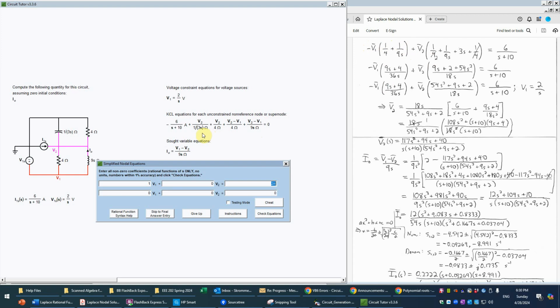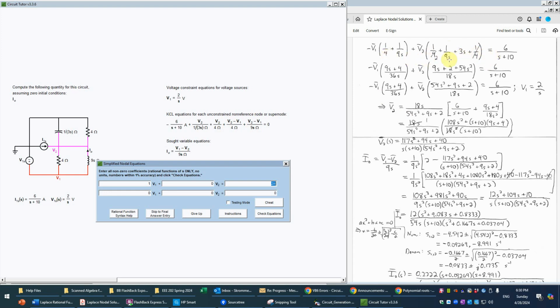Then for V2, we look at its coefficient. So here we have basically the 1 over 3s in the denominator gives us a 3s in the numerator, and therefore we have 3s V2, so that's this term here. Then we have a 1/4, so that would be, for example, this term. Then we have another 1/4, so I wrote that over here. And then finally, we have 1 over 9s, so that would be this term. So now we have all of the coefficients of V2.